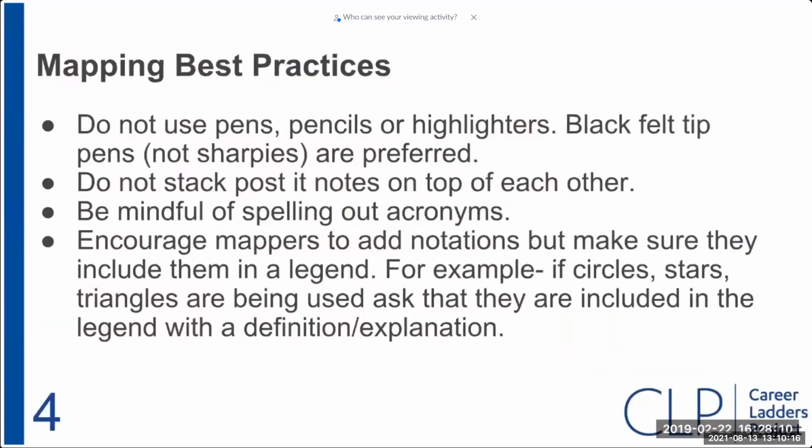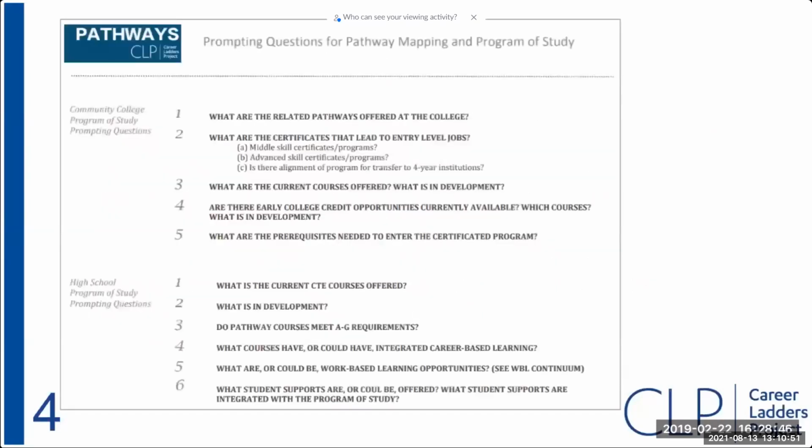In our experience, here are a few practices we found to be helpful. Try to use black felt tip pens so that they don't bleed or smear through the map. Do not stack Post-its on top of each other because sometimes they fall off. Be mindful of spelling out acronyms and encourage mappers to add notations, but make sure they include them in the legend. For example, if circles, stars, or triangles are being used, ask that they include a legend with a definition or explanation. As mentioned in slide 9, prompting questions are a useful resource to have at hand to help generate ideas and conversation.